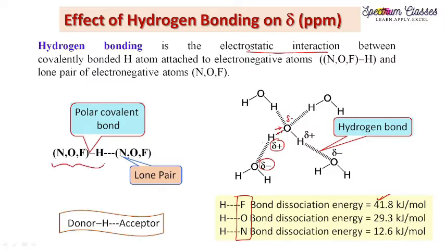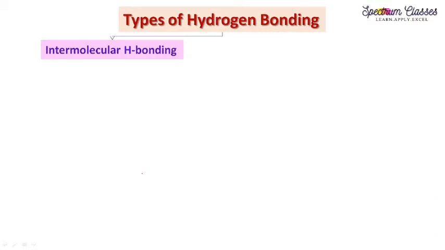The part which has the hydrogen is called the donor of hydrogen, and the part which has the lone pair of electrons and forms hydrogen bonding with this hydrogen is called the acceptor. If the molecule has different parts, then one part is called the donor and the other part the acceptor. Hydrogen bonding is of two types: intermolecular and intramolecular hydrogen bonding.